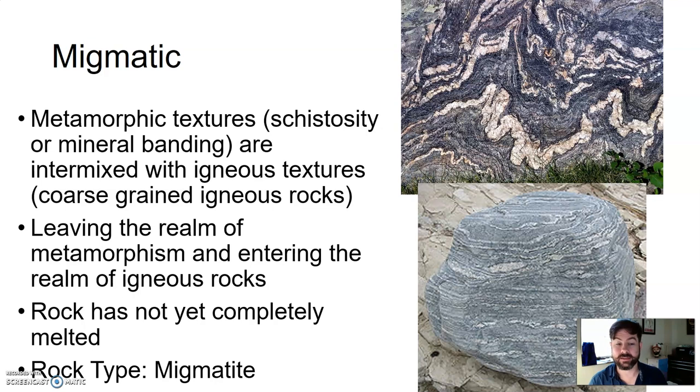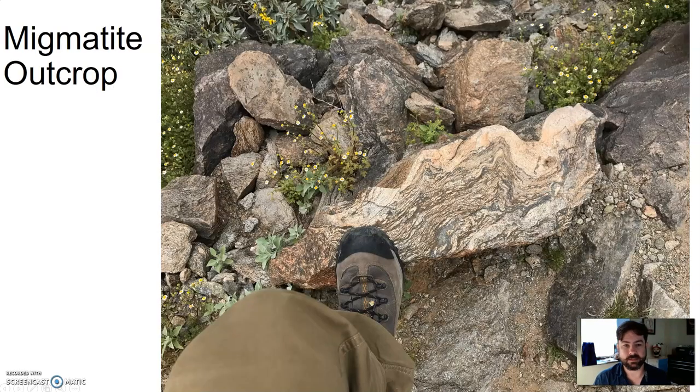Migmatite. Go figure. Sometimes you'll see some kind of wavy layering. Sometimes it's really wavy layering. This is a migmatite outcrop up in, that's my foot, up in the Estrella Mountains. I was hiking the Estrella Mountains. You can see this wavy texture. You see foliation, the layering, mineral banding, I should say, but also this wavy texture.